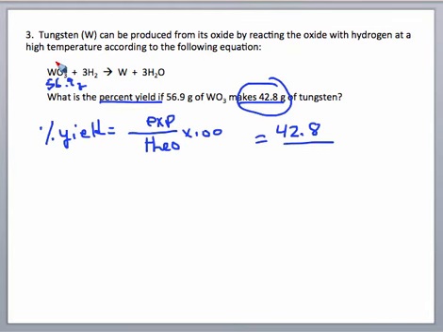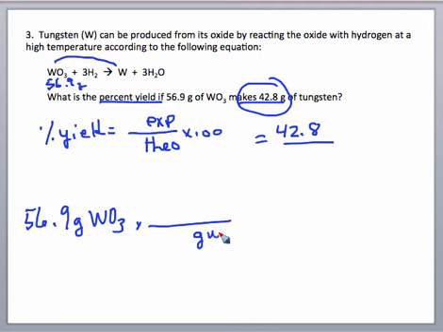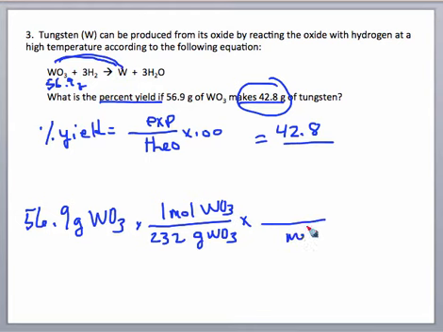Well, to calculate the theoretical, we do dimensional analysis. So anytime you actually do the dimensional analysis, that's when you calculate the theoretical yield. So we'll take 56.9 grams of WO3. We're going to convert that to moles, so we'll put grams in the denominator. And if you add up the molar mass, you get 232 grams of WO3 per mole. And then we want to go from here to here, so we will put moles WO3 in the denominator, moles of W in the numerator, and it is a 1-to-1 ratio, so that's always good.